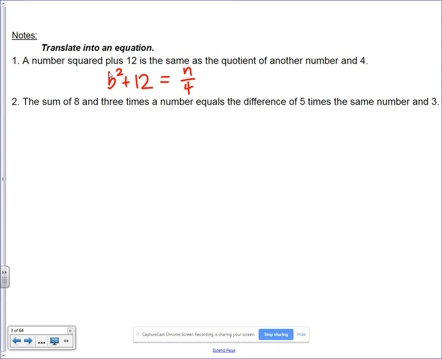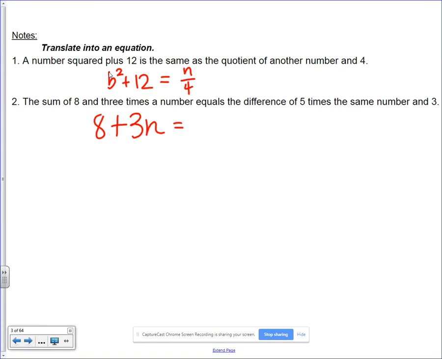Okay, next one. The sum of 8 and 3 times a number. How do I show that? You see how this thing starts with the sum? Would it make sense for me to start with a plus sign since sum means plus? No. The plus has got to go in between something. Okay, so what am I summing? 8 and 3 times a number. Everybody all right with that?